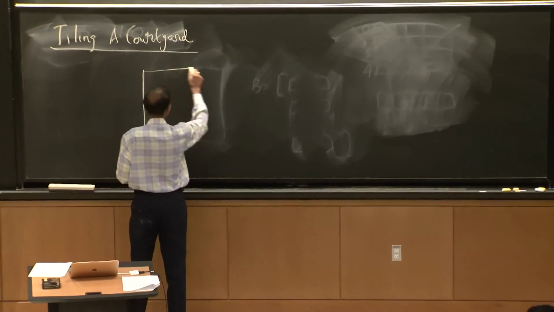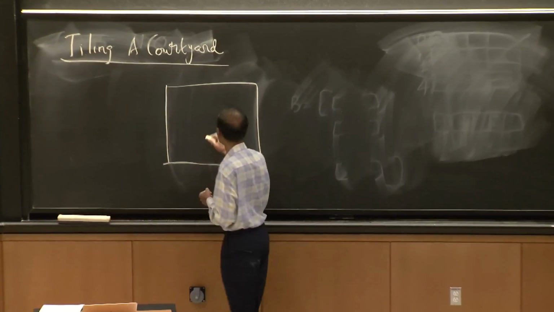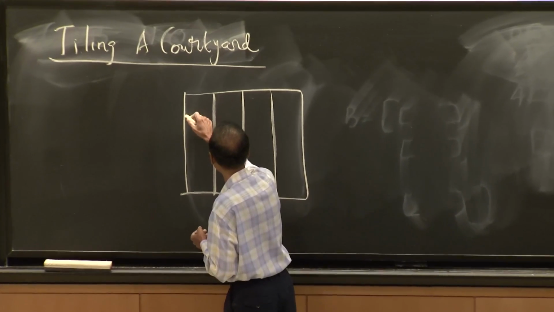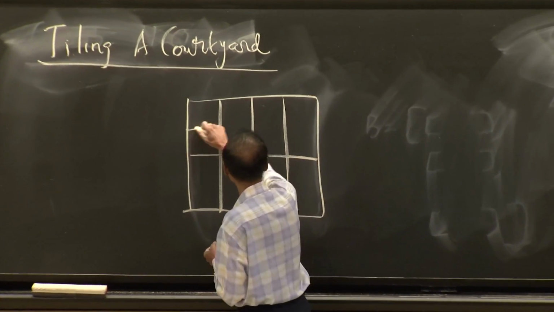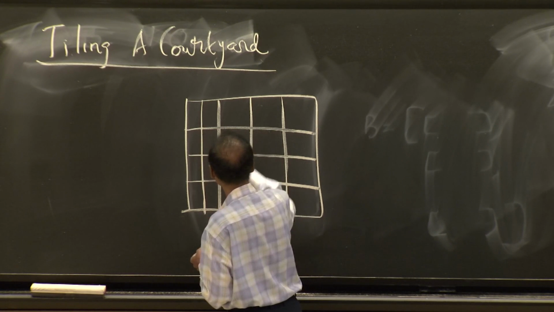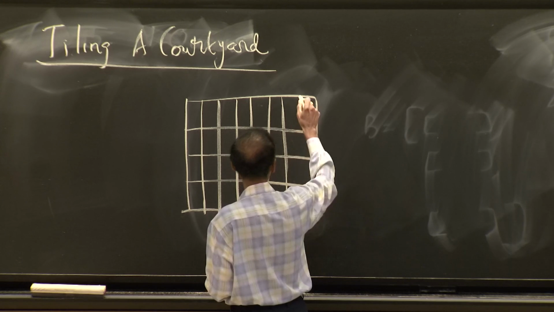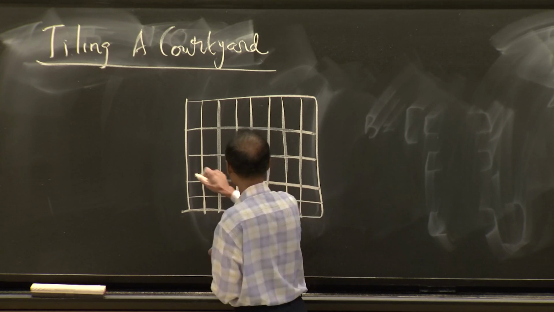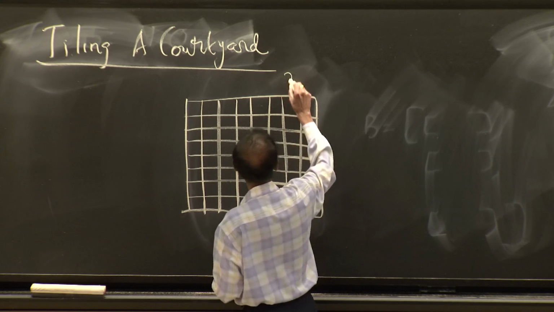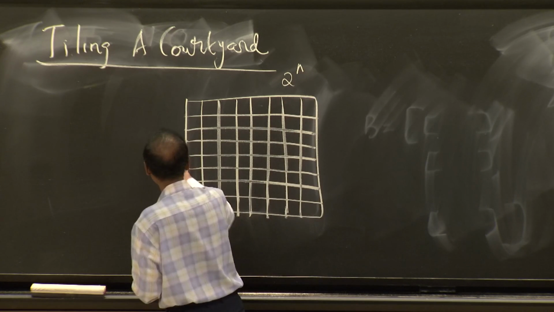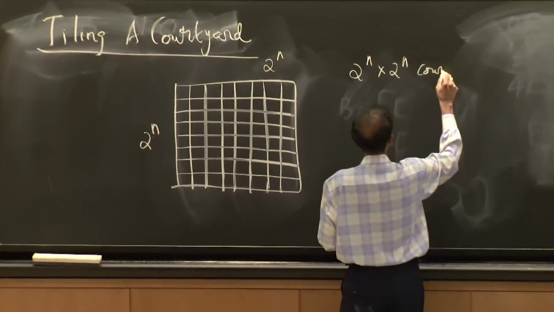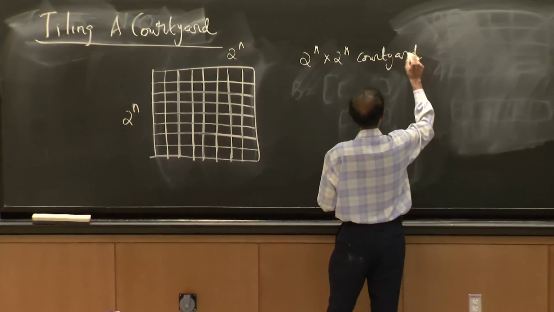I guess I didn't have to erase this square. It's a courtyard that has to be tiled. You're supposed to tile it, and it's all square tiles. And I'll just make it 8 by 8, like a chessboard. And in general, we're going to say that this is a 2 raised to n by 2 raised to n courtyard. All right?